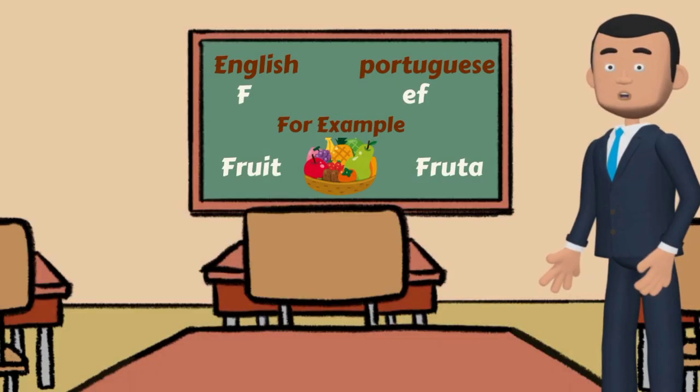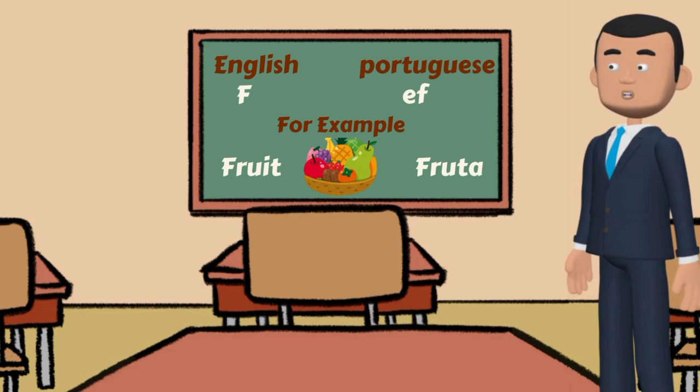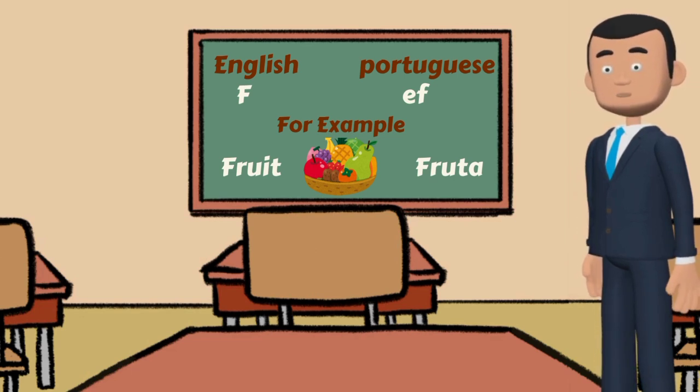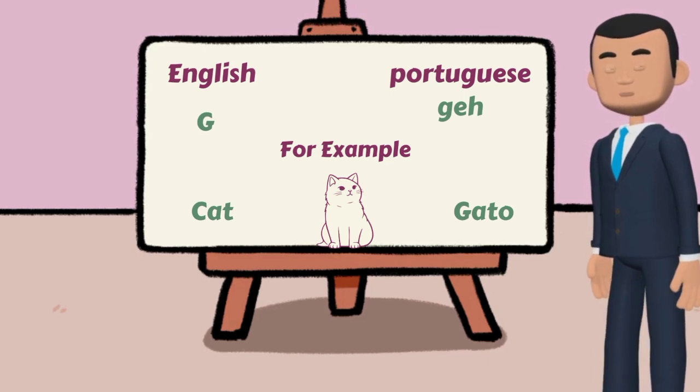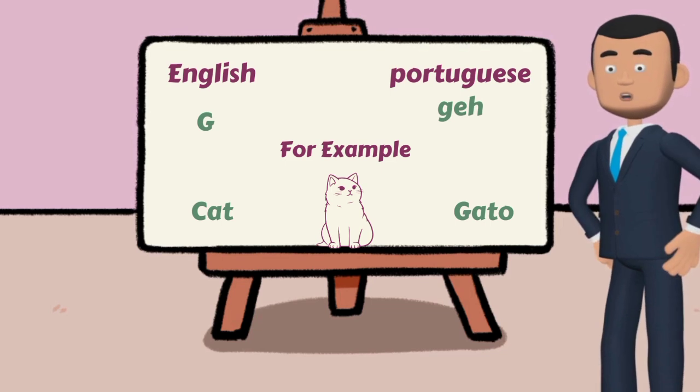In English, F. In Portuguese, F. For example, the word fruta in Portuguese means fruit. In English, G. In Portuguese, gê. For example, the word gato in Portuguese means cat.